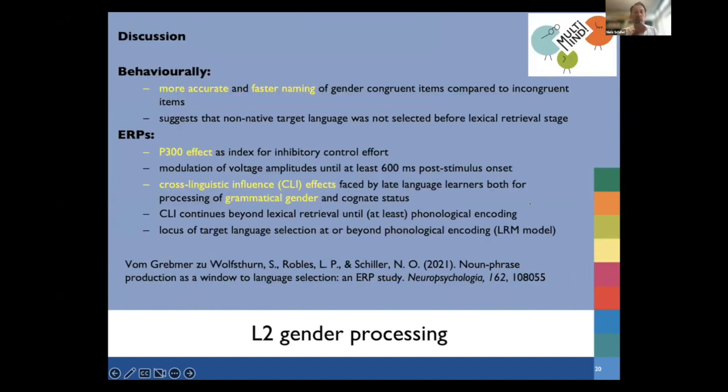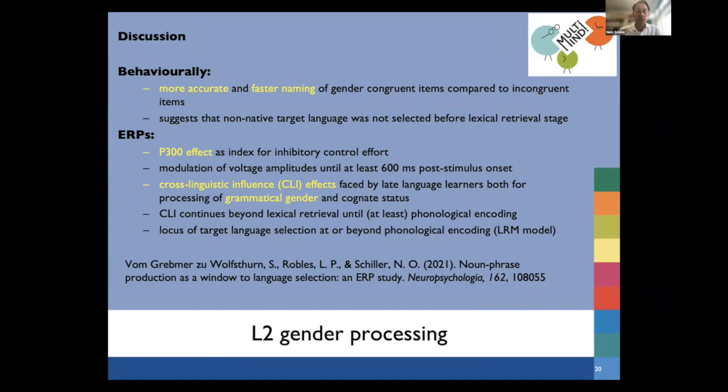Okay, so what does this mean? Well, the behavioral effect suggests that the non-native language was not selected before the lexical retrieval stage, because otherwise these effects of congruency in terms of gender would not have shown up. If you had already selected the target language before the lexical retrieval stage, you should not have found any influence of the gender of the other language on the naming latencies.